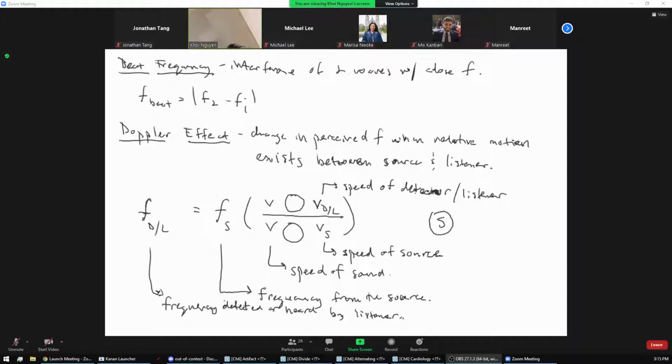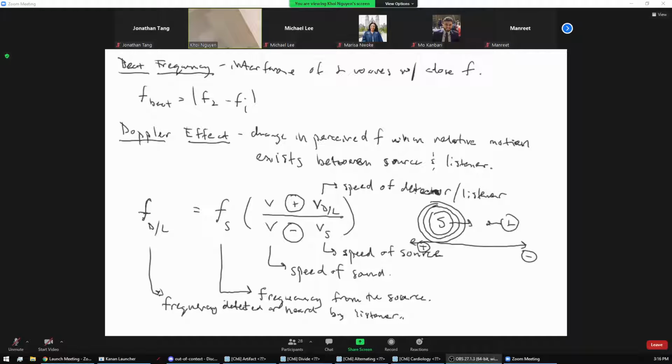So here's your source. Here's your listener. Anything heading towards the listener is considered negative. Anything heading towards the source is considered positive, right? So imagine that the source is going towards the listener and the listener towards the source. So in terms of the signage we're going to put in, the speed of the source is negative and the speed of the listener is positive, right?